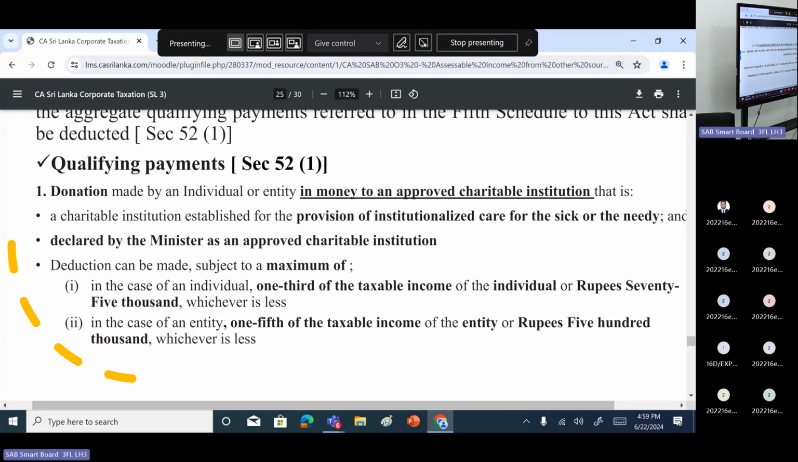Right? In the case of an entity, one-fifth of the taxable income of the entity or rupees 500,000, whichever is lower, is the limit. So if the actual expenditure is less than one-fifth, I can deduct the actual expenditure. If it is more than that, it is limited to one-fifth or 500,000. So I can use the lower amount. That is the maximum amount I can deduct when I work out my taxable income. Any question? Other than rate. Any question?